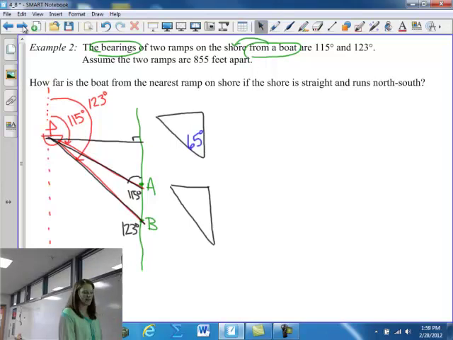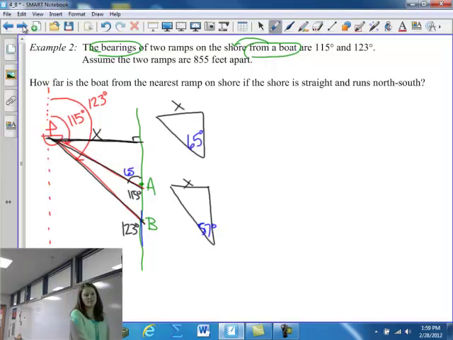So 180 minus 115 was 65 degrees, and that's the angle that we have right here, 65. Okay, so this angle down here, we have again another supplementary pair or linear pair. So we have 180 minus 123, which is 57 degrees. So what do we know about these 2 triangles aside from that? Well, not much, but they do share this side right here. So I'm going to call that side X. So there's an X there, and there's an X there.